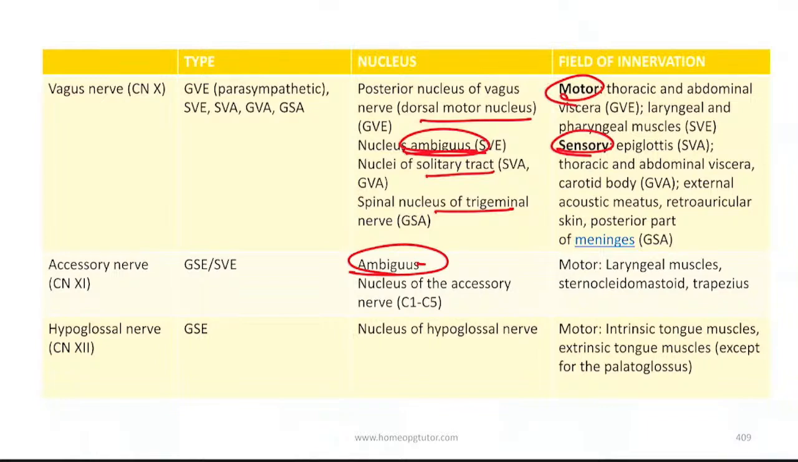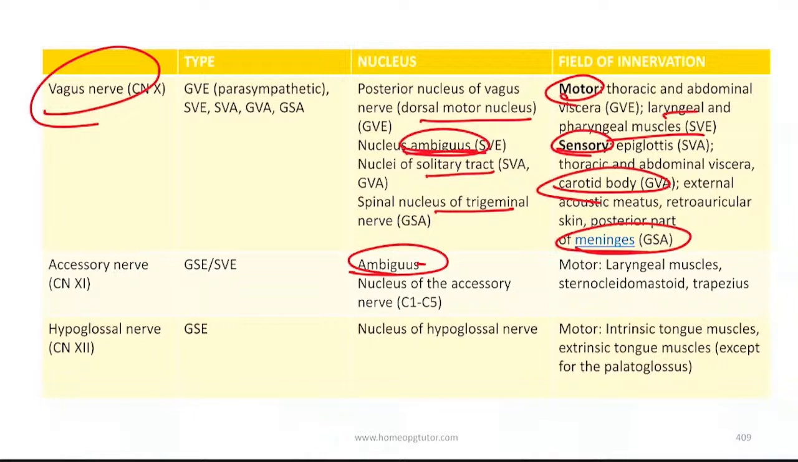We cannot differentiate which fibers are going into the vagus, which fibers are going into the glossopharyngeal, or which fibers are going into the spinal axis. That is why it is called ambiguous. Remember, the vagus nerve gives off sensory supply to the carotid body, also to the meninges, then laryngeal muscles, pharyngeal muscles. We have a recurrent laryngeal nerve, then we have the epiglottis, which is also supplied by the vagus nerve.